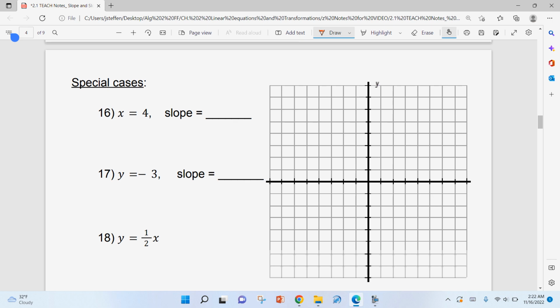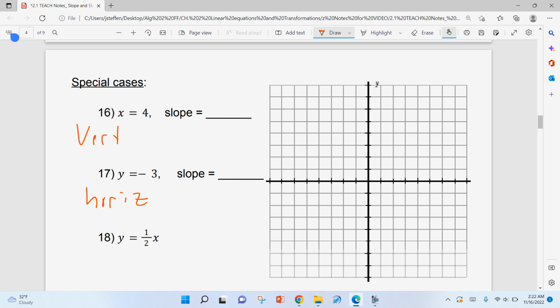Now, there are some special cases we'll talk about. So x is equal to 4 is a vertical line. Y is equal to something is a horizontal line. So notice what these have in common. Number 16 is just x is equal to a number. There's no y at all. Same thing with number 17, except for the opposite. It's y is equal to a number, there's no x at all.